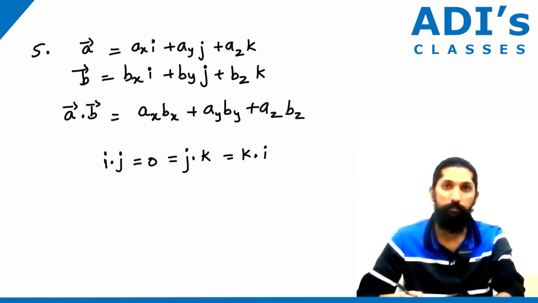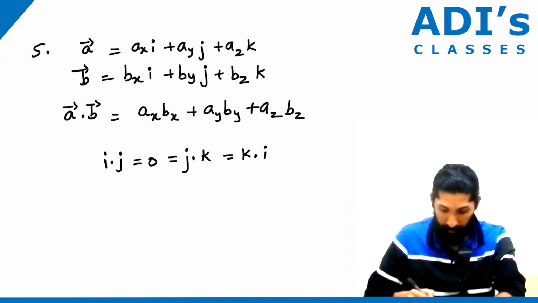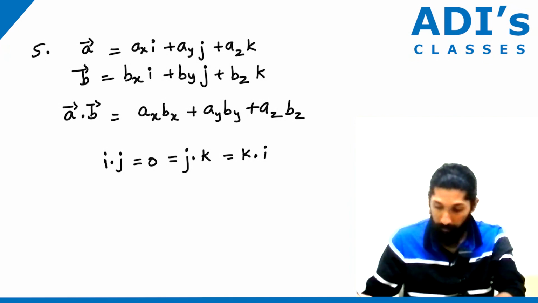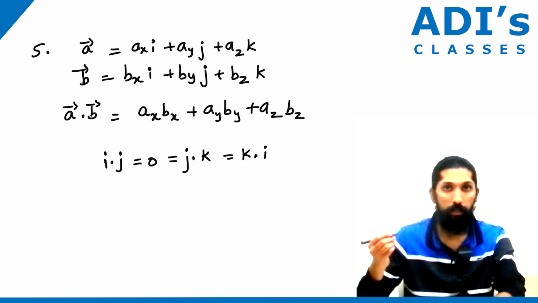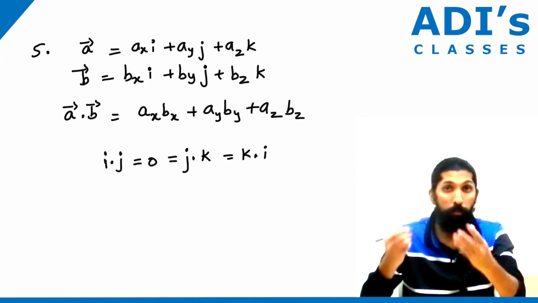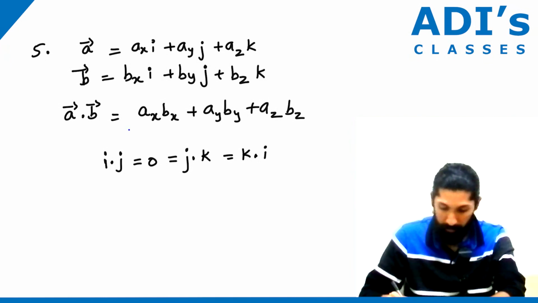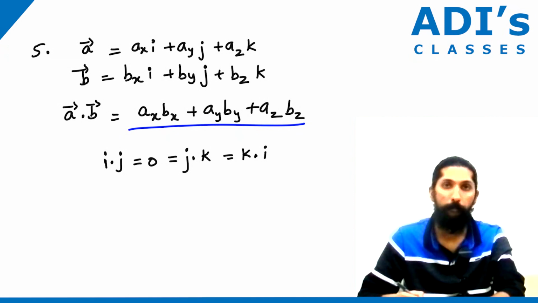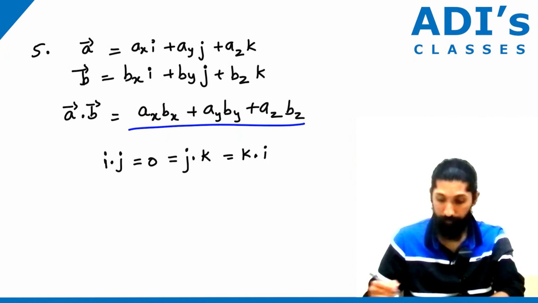K dot I. Fair enough? So this value is going to be 0. That's why whenever we multiply the two vectors in its component form, we are going to get this as the formula. Clear?